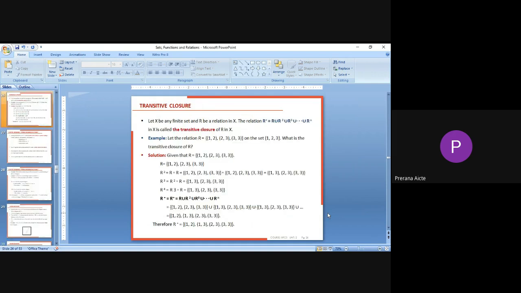So next, transitive closure. Related to this relation, we have one important operation called the transitive closure. Let X be any finite set and R be a relation on the set X. Then the relation R plus is called the transitive closure, which is given by R union R2 union R3 up to Rn like this. So what is R1, R2? Let us see this example. We are going to find the Cartesian product of the set R only. So let us see the example.